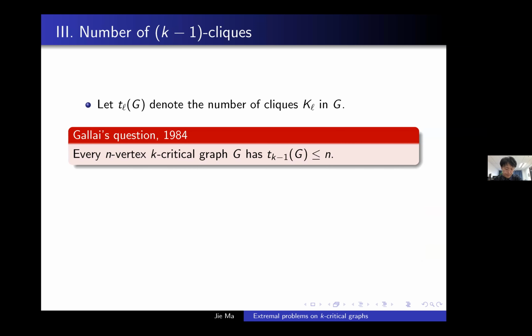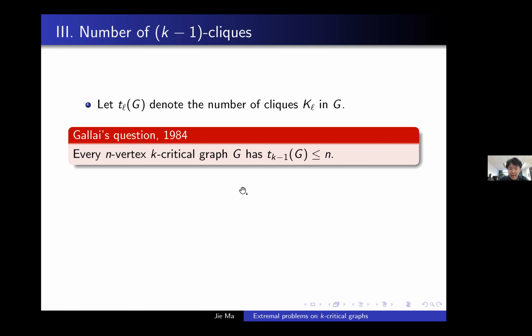So I think I've just run out of my time, but I prepared another topic: counting the K minus 1 cliques in K-critical graphs. If we think about it, a K minus 1 clique is just a special K minus 1 critical subgraph, right? So in the previous problem, we wanted to find many K minus 1 critical subgraphs. But there's a dual problem. We want to show that actually there are not too many K minus 1 cliques.